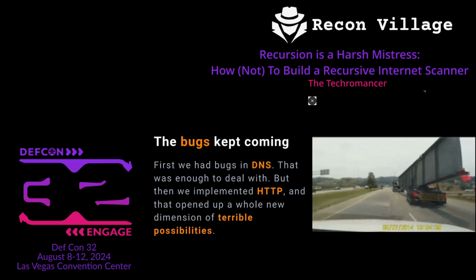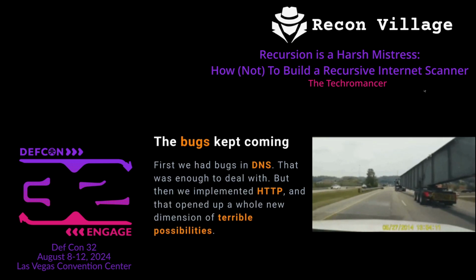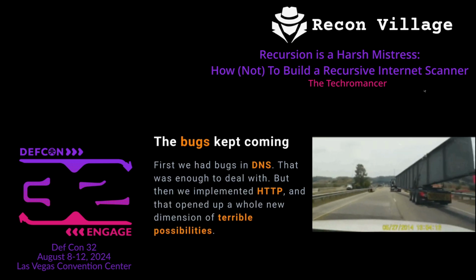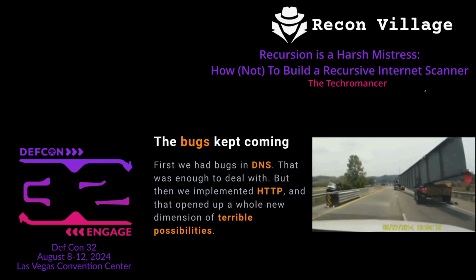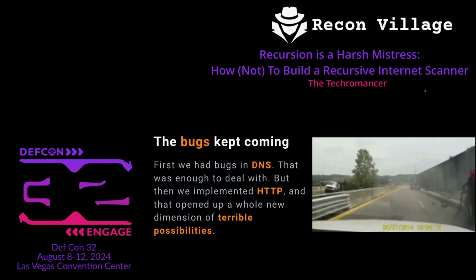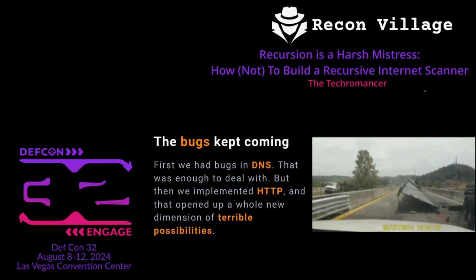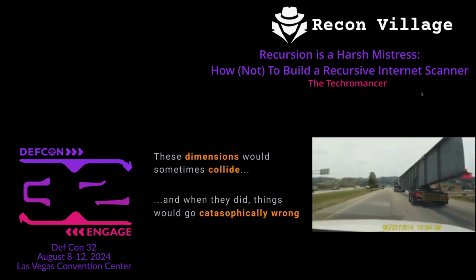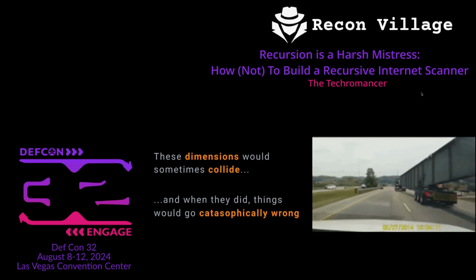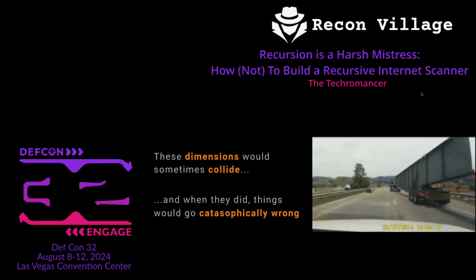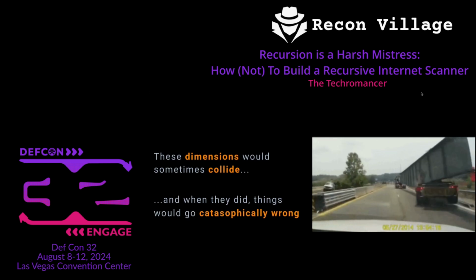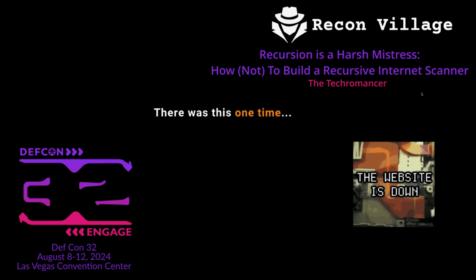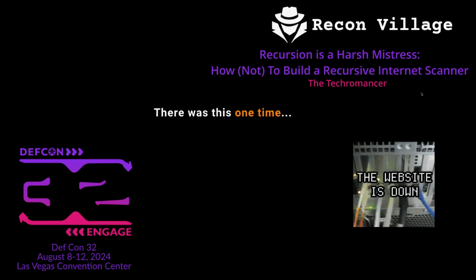So basically in the early days of BBOT, we had a lot of bugs, and they just kept coming. First we had the DNS ones, and then once we implemented web, we had the web ones, and web just opened up a whole new dimension of possibilities for things to go horribly wrong. And sometimes these would collide, so we'd get interactions between DNS bugs and web bugs, and those were always the worst.